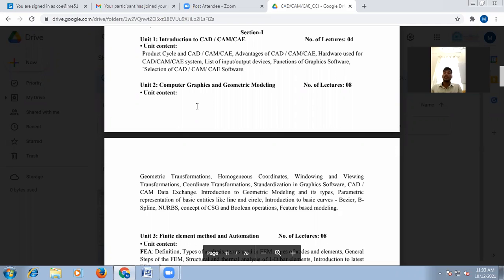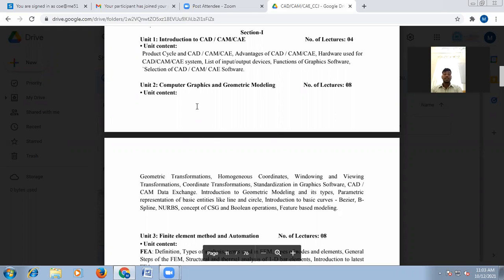तर त्याच्यासाठी मला कोऑर्डिनेट ट्रान्सफॉर्मेशन एक टर्म्स आहे, त्याच्यामध्ये मी ते करू शकतो इझिली. ओके. This is the second thing. Then standardization in graphics software. Okay. तर आता स्टँडर्ड काय प्रोसिजर आहे ग्राफिक्स सॉफ्टवेअर मध्ये?